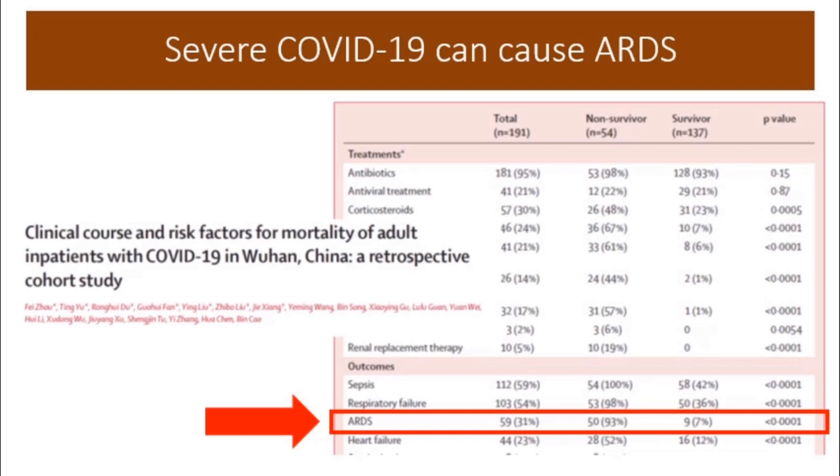And maybe that's why they were in the hospital, because they had more severe disease. But if you look at the non-survivors, that means the ones who died, the 54 patients who died, 93% of them had ARDS. So it's a really significant contributor to death in these patients. On the other hand, if you look at the survivors, the 137 people who survived, only 7% of them had ARDS, meaning that only a minority of the survivors have ARDS. Or if you look at it the other way around, if you have ARDS, your likelihood of survival is pretty low.